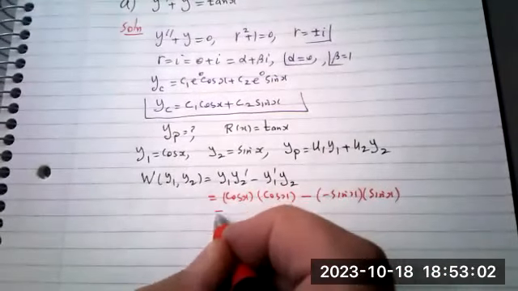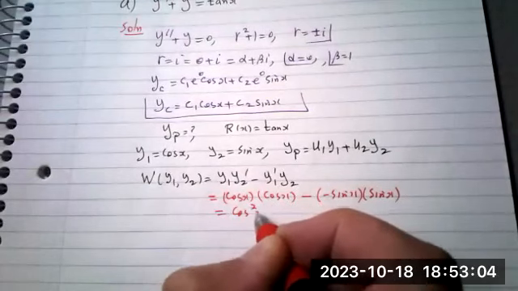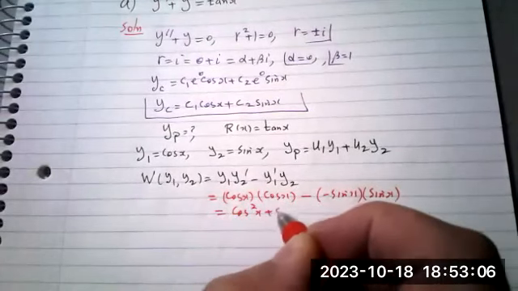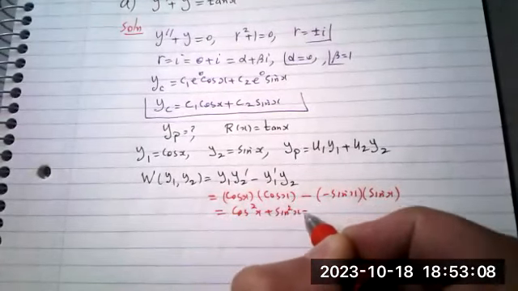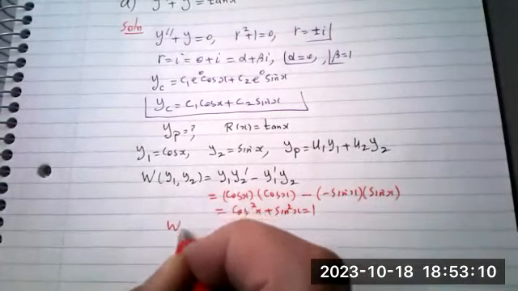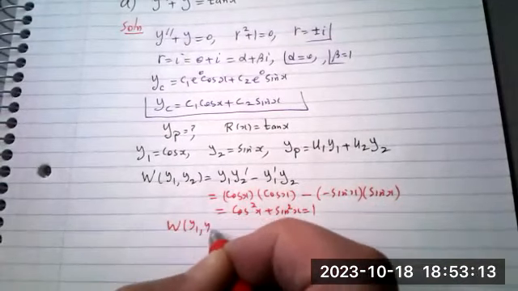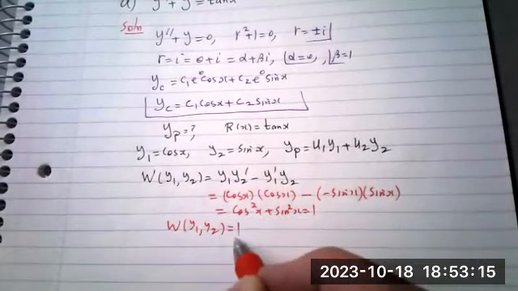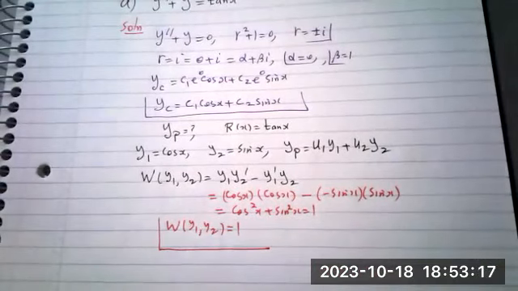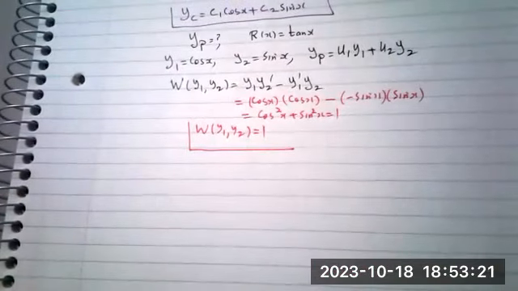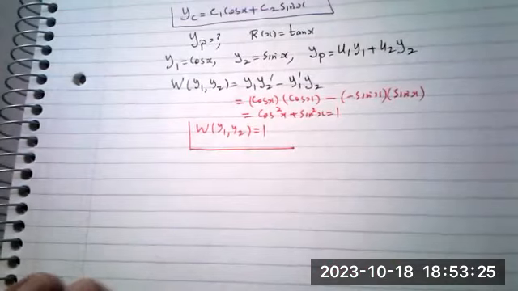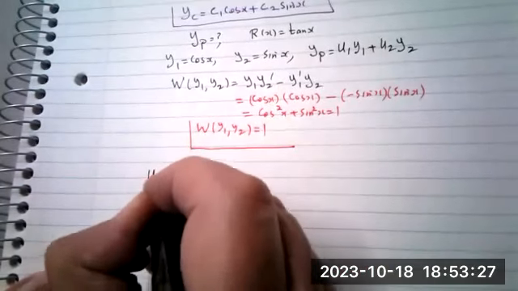Okay, so that gives you cosine squared plus sine squared, which is 1. Nice. So the Wronskian is equal to 1. So that should be a straightforward integral. Now we are going to find the u1 and the u2. Remember the formula for the u1?